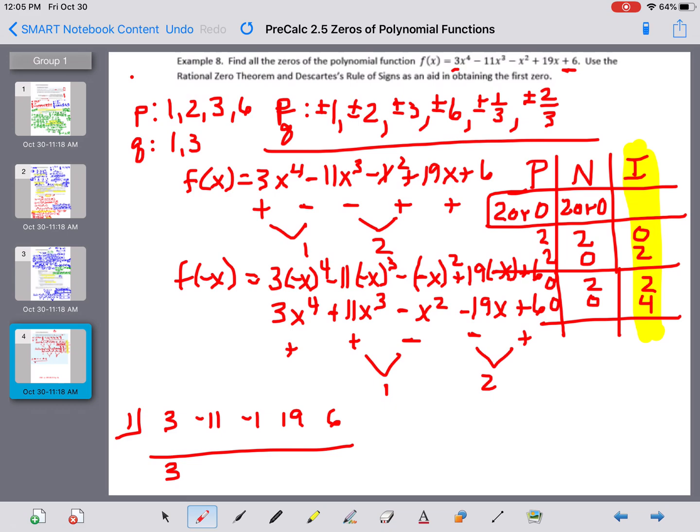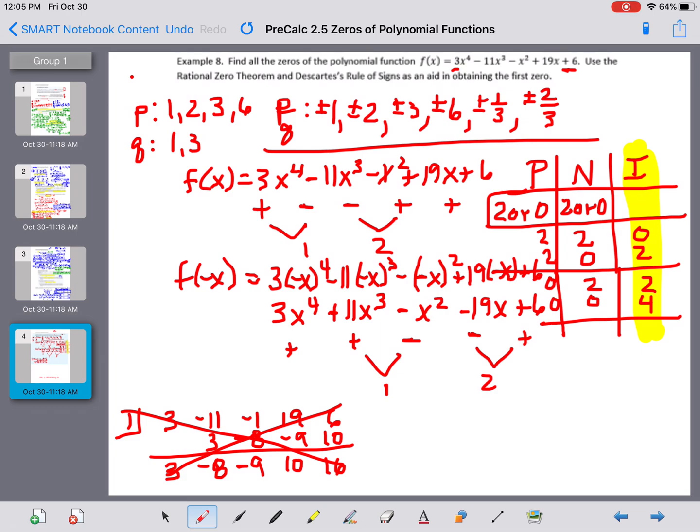Bring down the 3. 1 times 3 is 3. Add those, I get negative 8. Times 1 is negative 8. Negative 1 plus negative 8 is negative 9. Times 1 is negative 9. I add those, I get 10. 1 times 10 is 10. I get 16. All right, bust. Didn't work. Let's go for another positive.